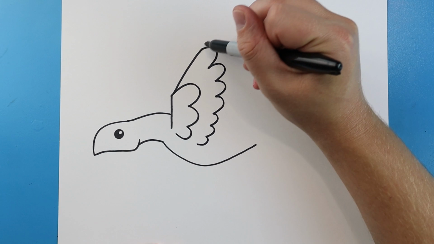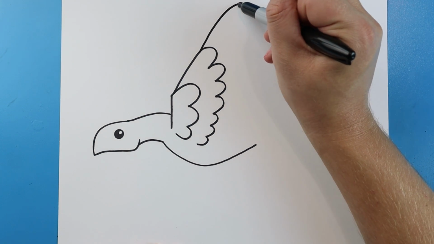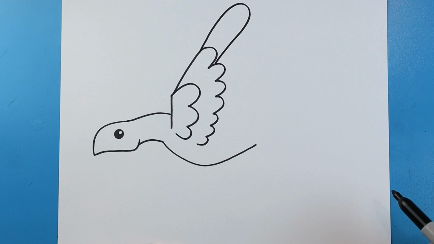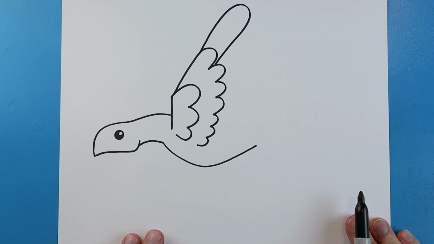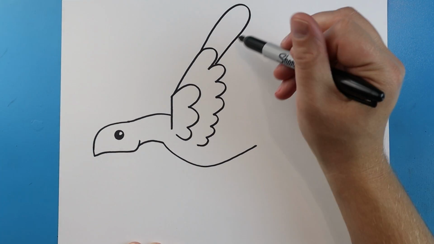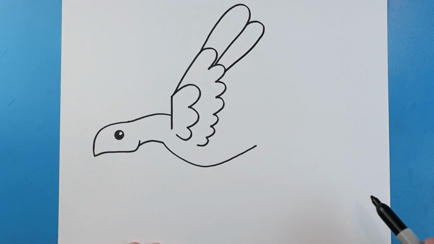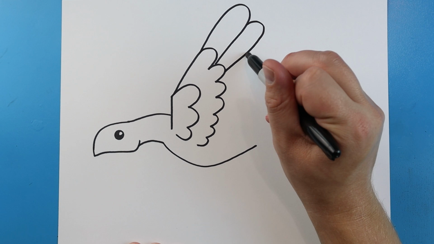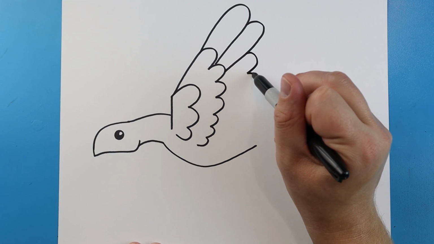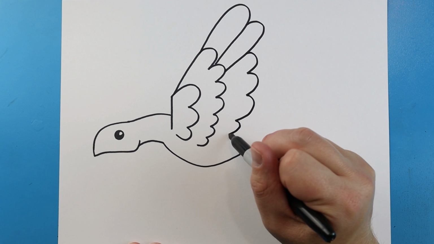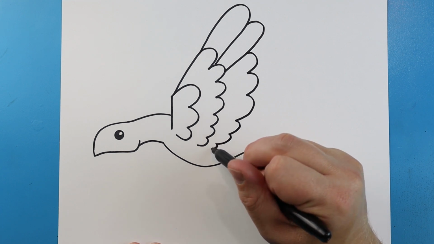Now, starting up here, I'm going to draw a line that's going to go up. I'm going to loop it around and then come back down. I'll make another one that's going to go up and it's going to come down. Starting here, I'm just going to make some more of those big bumps. They're just going to get a little bit smaller as they move down to here.